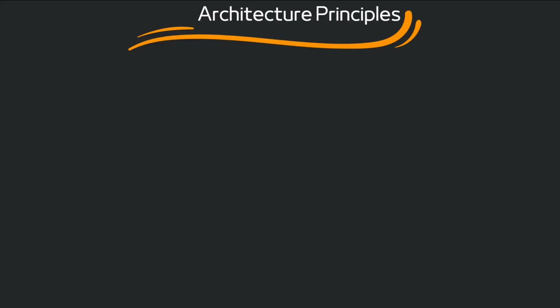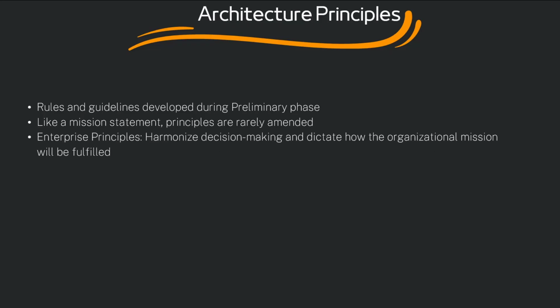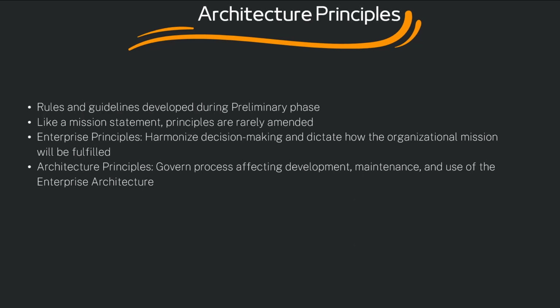Architecture principles. When we are talking about guidelines and principles, let's first understand what architecture principles are. These are rules and guidelines developed during the preliminary phase, like a mission statement. Principles, once stated, are rarely amended. There are enterprise principles and architecture principles. Enterprise principles harmonize decision making and dictate how the organizational mission will be fulfilled. Architecture principles, on the other hand, govern processes affecting development, maintenance, and the use of the enterprise architecture.